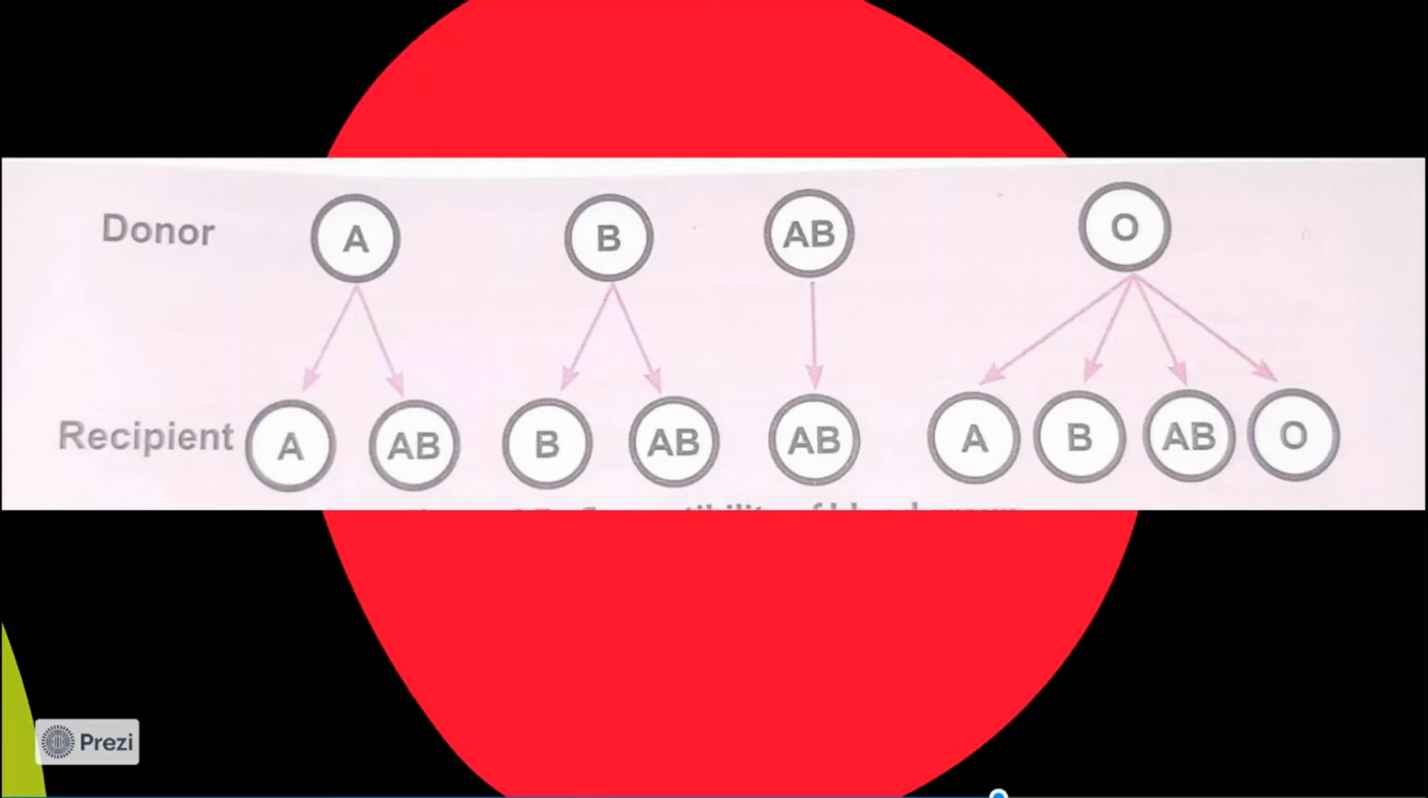and O. Here in this chart you can observe that the person who has blood group A can donate to A and AB, B can donate to B and AB, AB can donate to AB, while O can donate to all the other blood groups. Here you can also observe that AB can receive blood from all the other groups, so it is known as the universal recipient. O can donate to all the blood groups, so it is known as the universal donor. Blood transfusion should be done according to this chart.